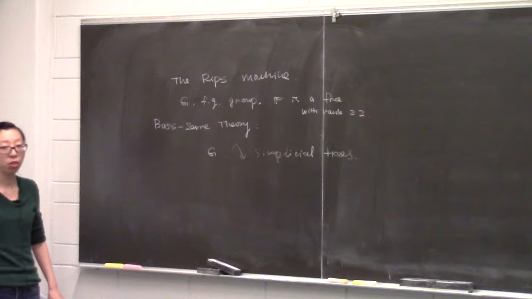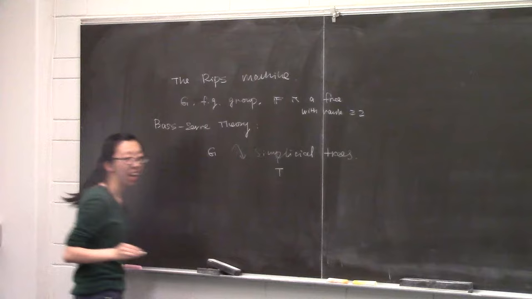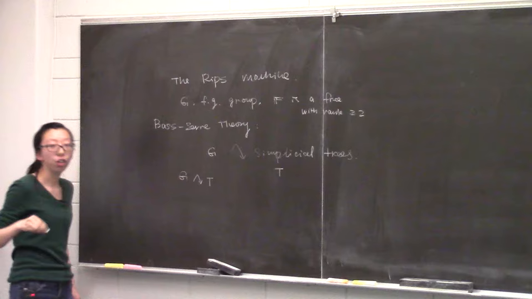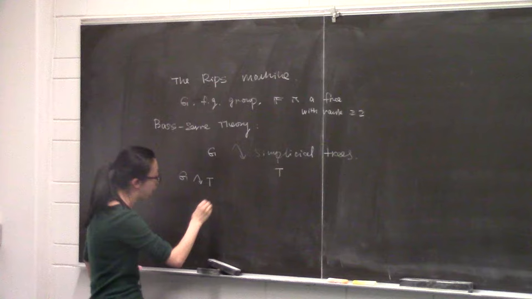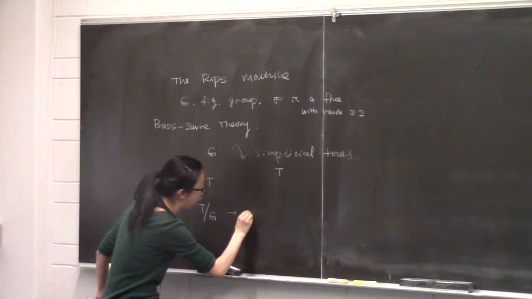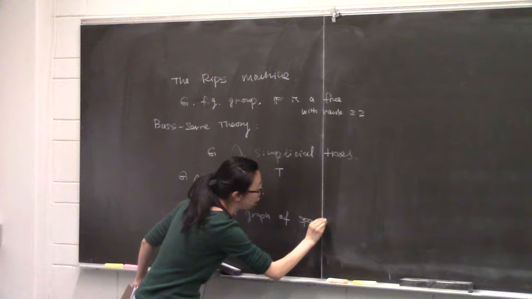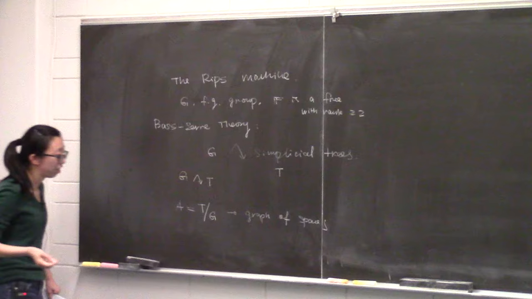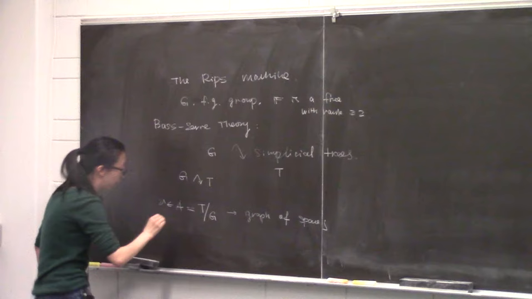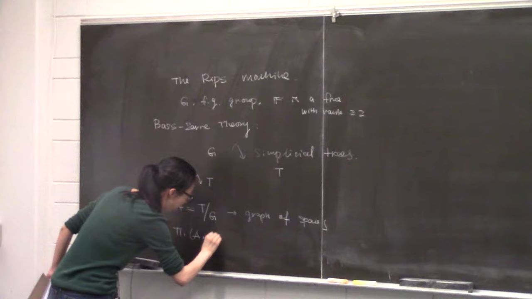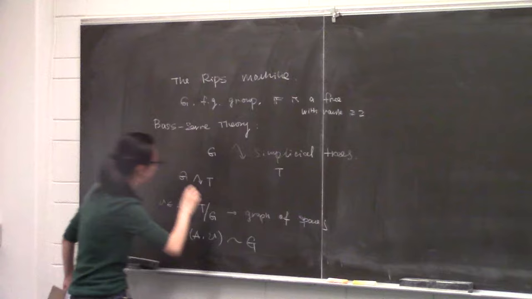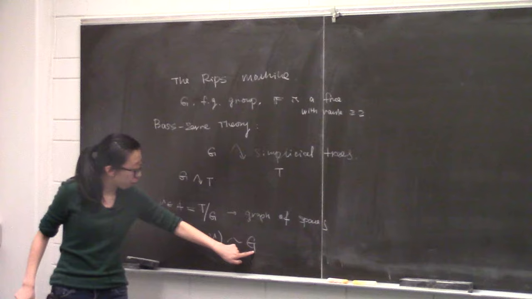And the fundamental theorem there is, let's call this tree T, and if you have a group G acting on T, you could take the quotient of this action. So you would have T mod out G. This is a graph of spaces. Let's call this space A. Let's take a point in A, and then you could talk about the fundamental group of this graph of spaces. And the main theorem says that this one is isomorphic to the group you started with, which is G. So to study the algebraic structure of G, you could study the action of G on the tree.